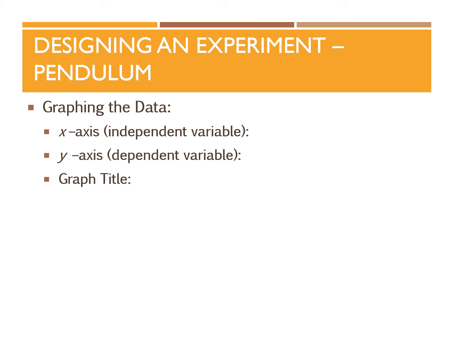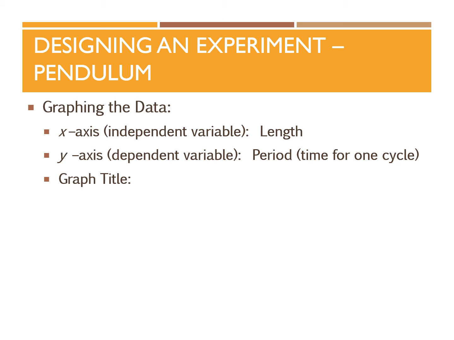In graphing the data, we're going to make three graphs, one for each of our independent variables. Let's say, for example, it's length. That's going to go on the x-axis. Independent variable always goes on the x-axis. The one thing we're looking at to see what it changes is the period, the amount of time it takes to complete one cycle. So length is going to be on our x-axis, and the y-axis is going to be period.